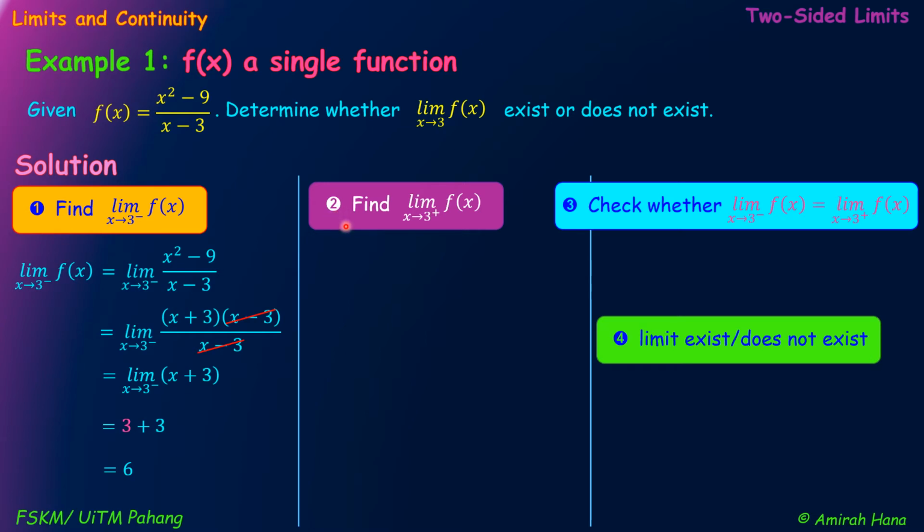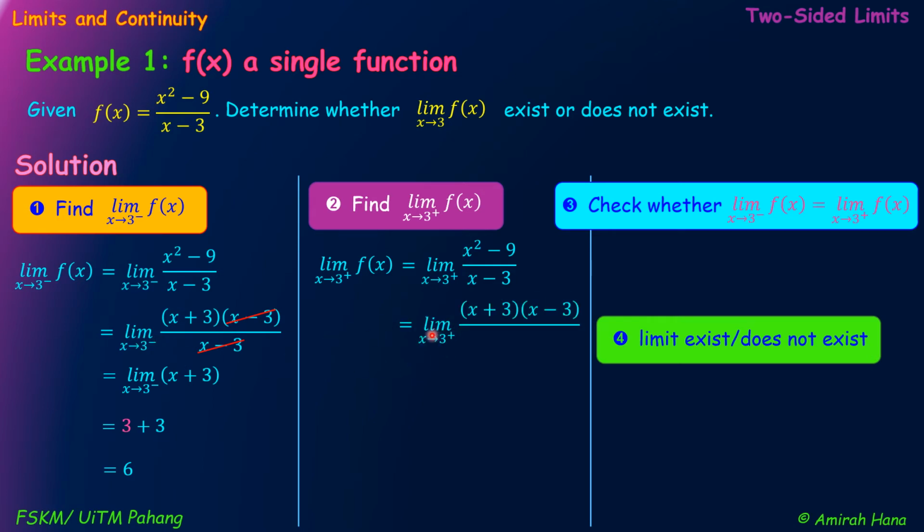Right, under step 2, we need to find the limit as x approaches 3 from the right of f(x). Since we have a single function here, we still use the same f(x). The limit as x approaches 3 from the right of f(x) equals the limit as x approaches 3 from the right of (x squared minus 9) over (x minus 3). Since we have the same function, the solution is exactly like this, right?